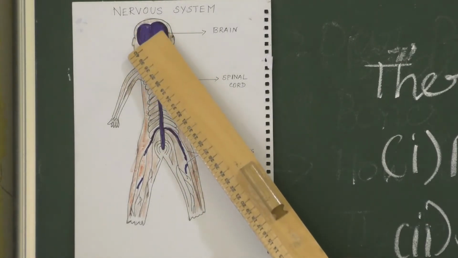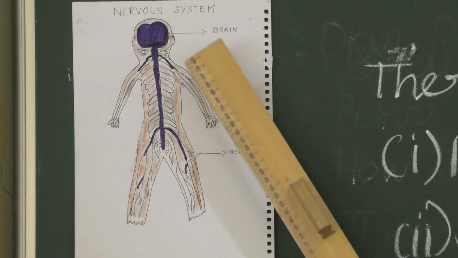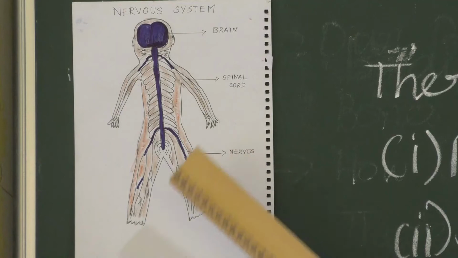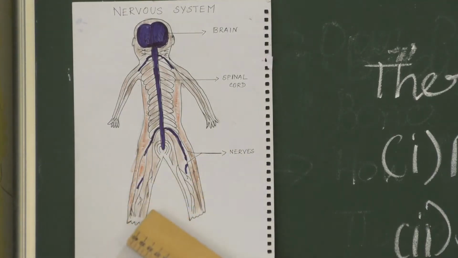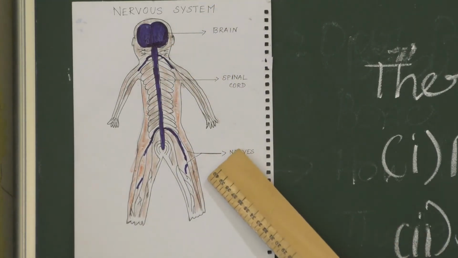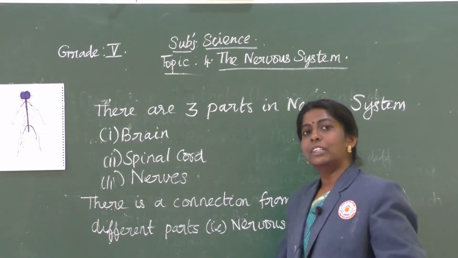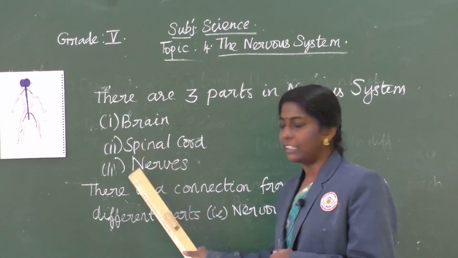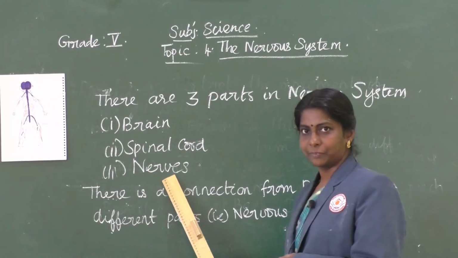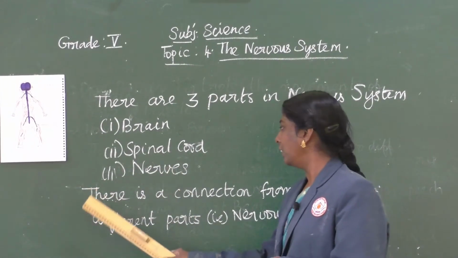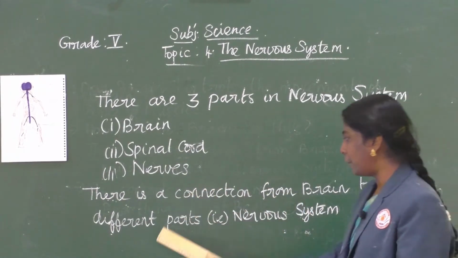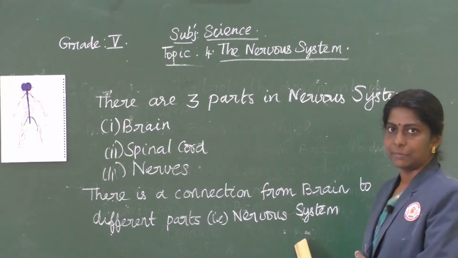So children, you can see the picture of the nervous system. It has three parts: brain, spinal cord and nerves. Nerves are there all over, is it not? Yes children, there are three different parts in the nervous system, that is brain, spinal cord and nerves. Now I repeat, there is a connection from the brain to different parts, that is the nervous system.